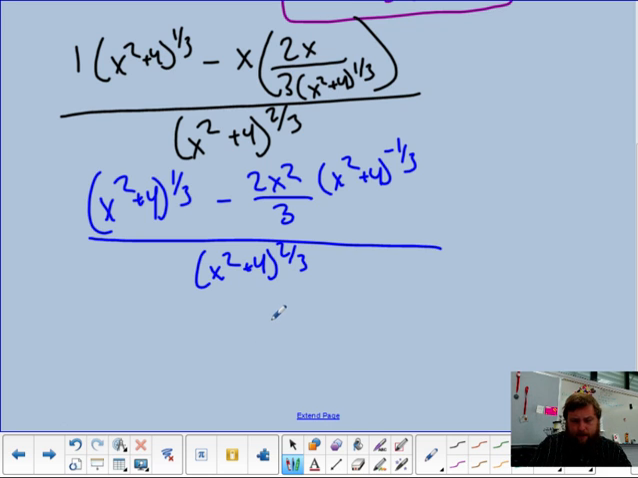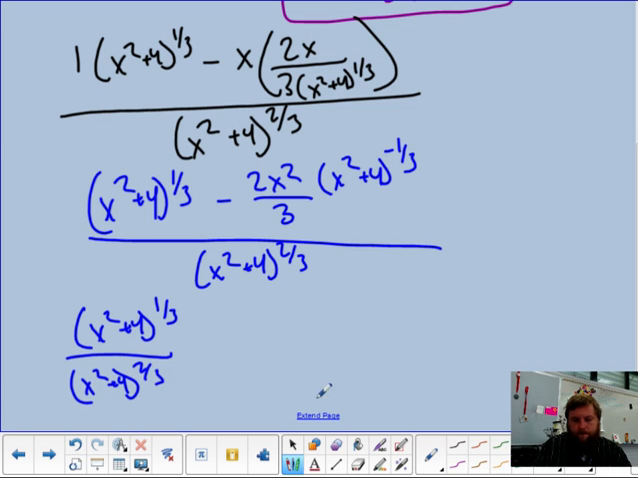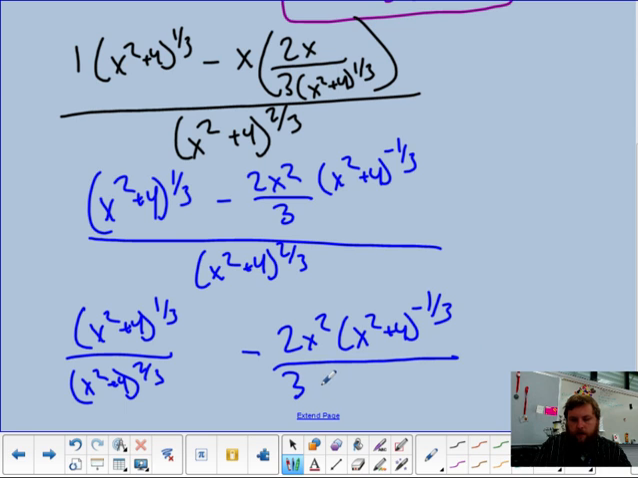And I want to break this up. So I guess you could leave it like this or leave it on the bottom, but we've got a lot of the same things with different exponents. Let's combine these terms on this top. So this side is going to combine to x squared plus 4 to the 1/3 over x squared plus 4 to the 2/3. All right, and over here we're going to combine, this is going to be negative 2x squared times x squared plus 4 to the negative 1/3 over 3 times x squared plus 4 to the 2/3.